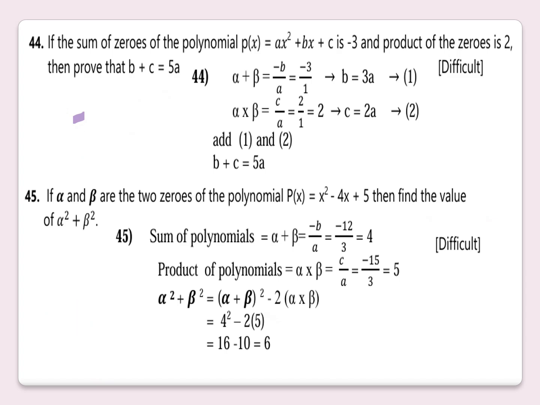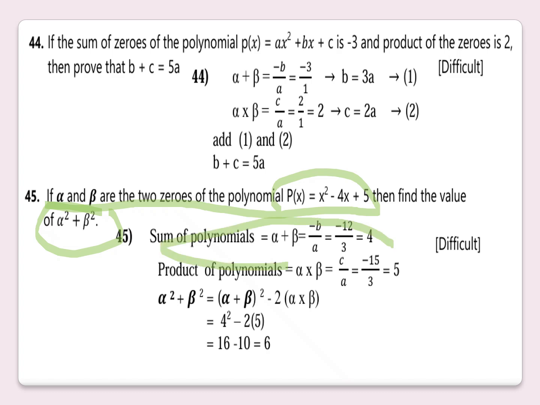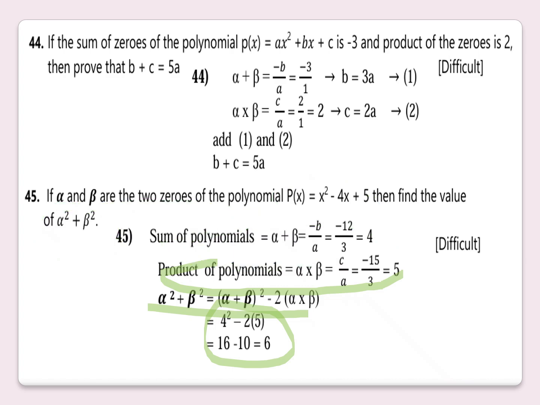Okay, let us solve question number 45. Here, if alpha and beta are 2 zeros of p of x is equal to x square minus 4x plus 5, then find the value of alpha square plus beta square. So first find the values of the sum of the zeros and product of the zeros, then just substitute the values here. Here a square plus b square formula you can use. That is a square plus b square is equal to a plus b whole square minus 2 into a into b. By putting the substitution of the values, you will get 6 as the answer here. So this is regarding question number 45.